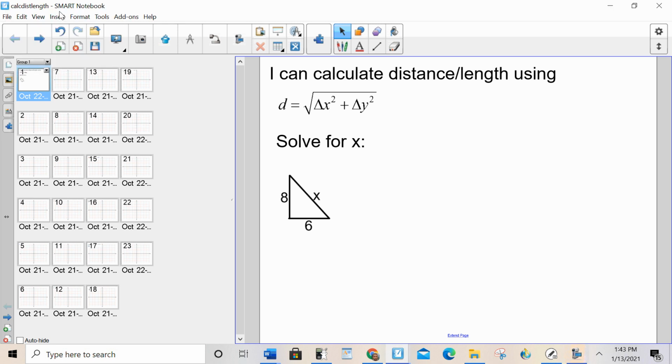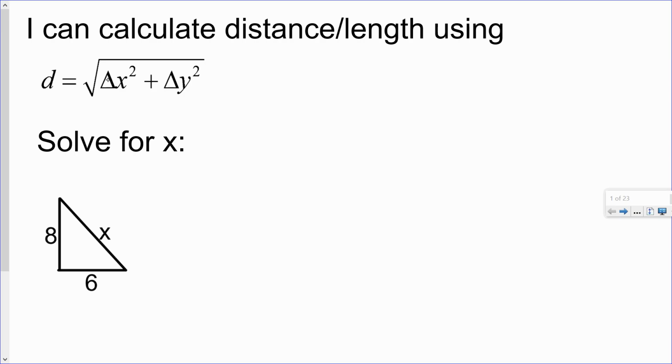Hello everybody, today I can calculate distance slash length using d equals radical delta x squared plus delta y squared. So that is what we call the distance formula. We're going to unpack what all that means, and we're going to start by doing a question that we did earlier this year, because this is going to kind of lead into the distance formula.